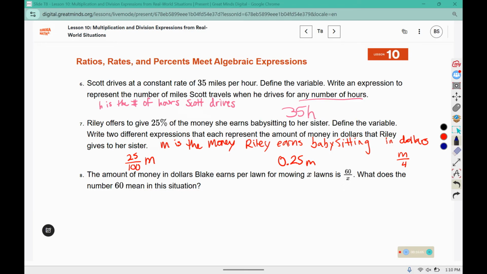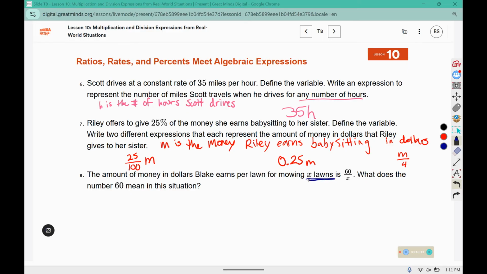8. The amount of money in dollars Blake earns per lawn for mowing X lawns is 60 divided by X. What does the number 60 mean in this situation? So the amount of money in dollars Blake earns per lawn for mowing X lawns is 60 divided by X. What does the number 60 represent in this situation?